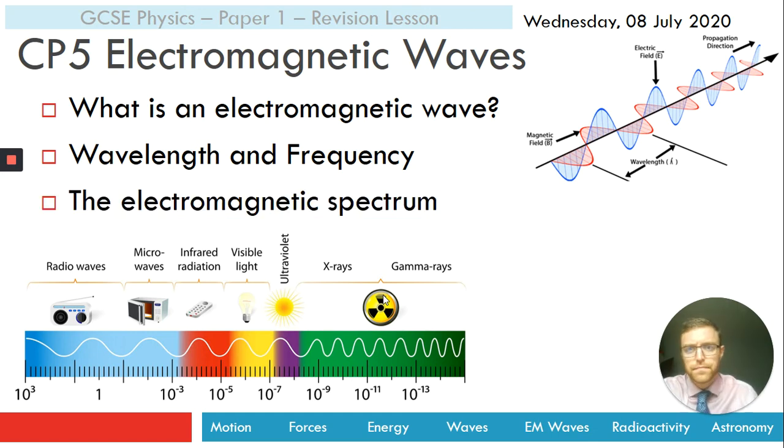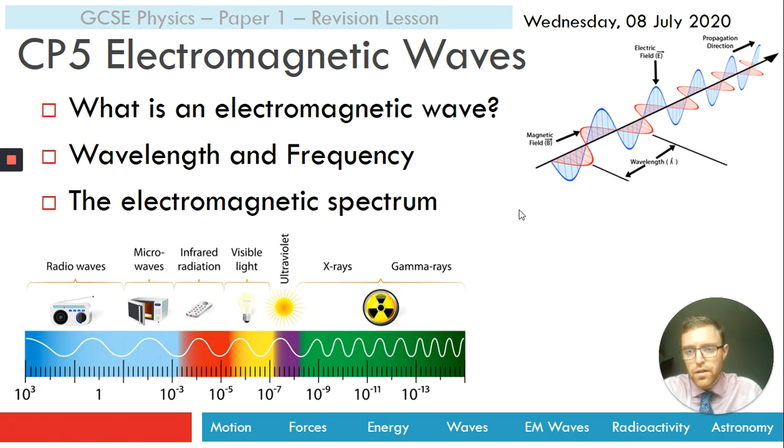Okay, here's a depiction or a model of an electromagnetic wave to the top right. It's an oscillation or a vibration in the electric and magnetic fields. And that oscillation is at right angles to the direction of wave motion. So they are transverse waves.